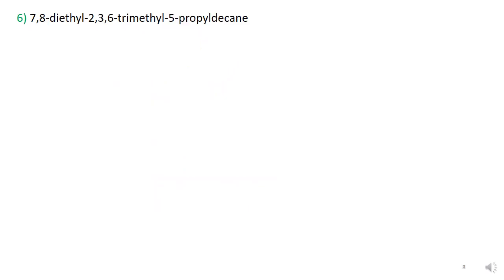All right, last example. 7,8-diethyl 2,3,6-trimethyl 5-propyldecane. Oh, by the way, did you notice that the previous name was wrong? I put my methyl before my ethyl. Ah, that was a mistake. I hope you noticed it. This one is correctly alphabetized: ethyl, methyl, propyl. But let's start with the decane. That is 10 carbons. And even though your parent chain doesn't have to go in sort of a straight line, it's always the easiest to draw it that way. So I'm going to draw 1, 2, 3, 4, 5, 6, 7, 8, 9, 10.